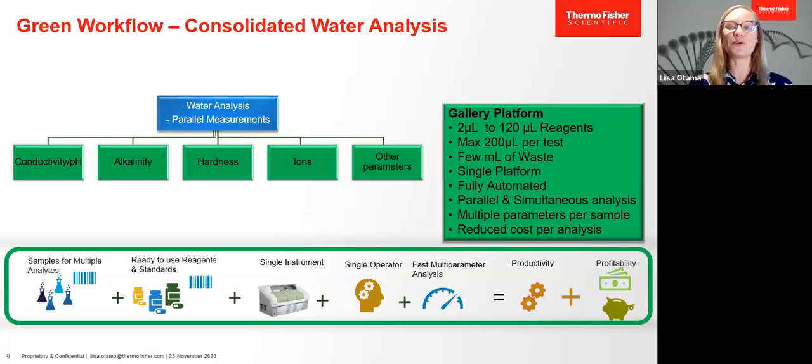And again, we do multiple parameters per sample, and the cost per analysis is significantly lower. Even if you would simply automate your current manual methods and use the same reagents, you would be able to reduce the reagent consumption 10 to 100 times. So from the same amount of reagents, you would be getting at least 10 times more tests. So that's what I call savings.